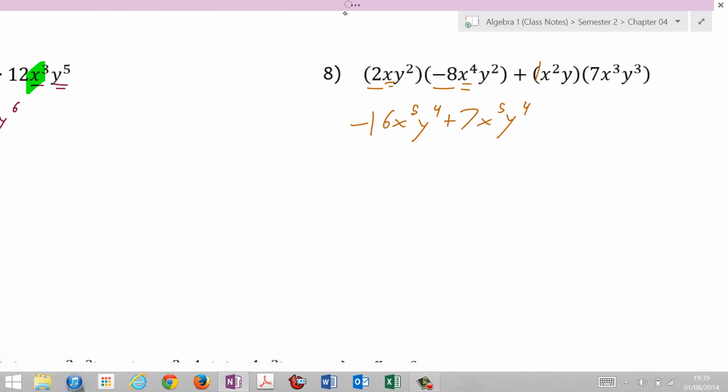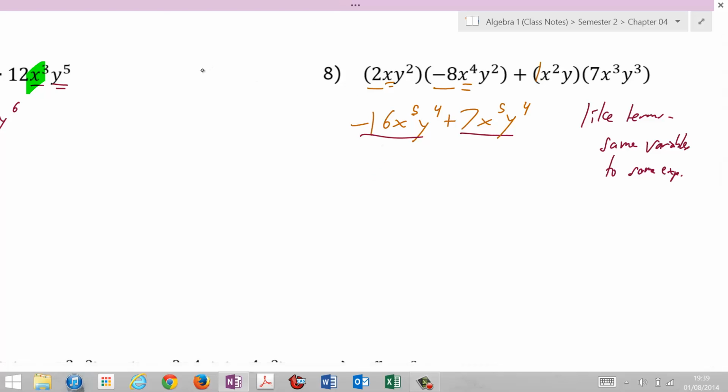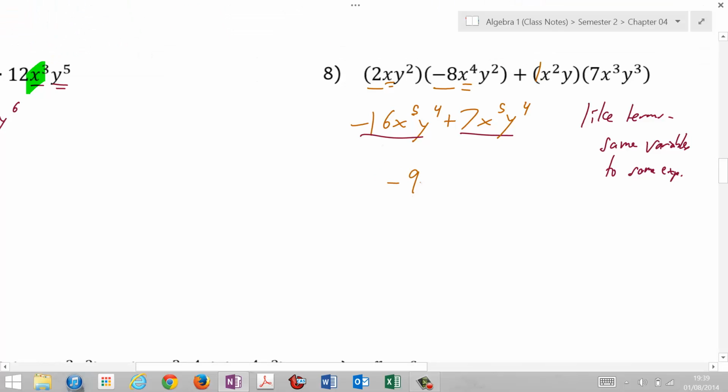Now you're going to notice something about these two. These are actually now like terms. Remember from yesterday that like terms have the same variables. They both have x's and y's to the same exponents. The x is to the 5th, the y is to the 4th, and when I add like terms, I just add their coefficients. Negative 16 plus 7 is negative 9, so that's going to give me negative 9 x to the 5th, y to the 4th.